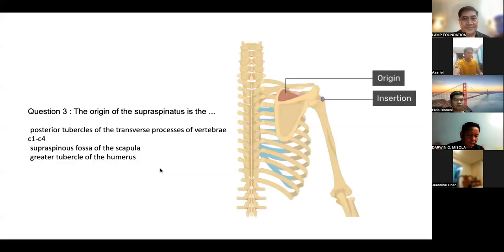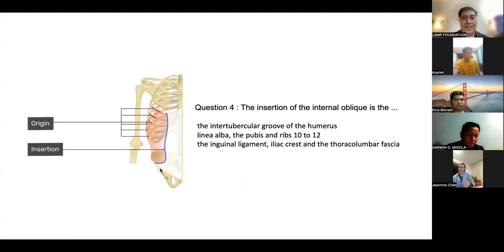First and second ribs. Origin of the supraspinatus is the? Supraspinous fossa of the scapula. Great. Insertion of the internal oblique is? Linea alba, pubis, and ribs 10 to 12.